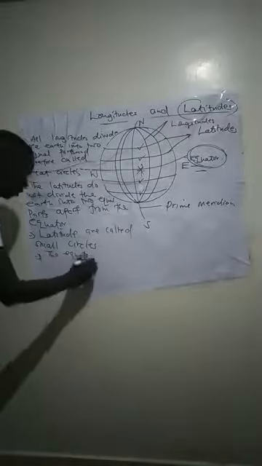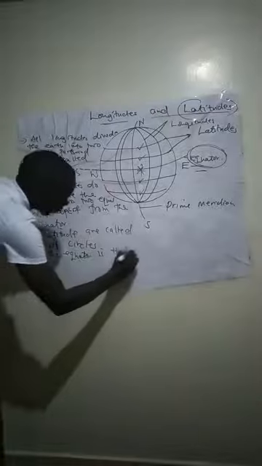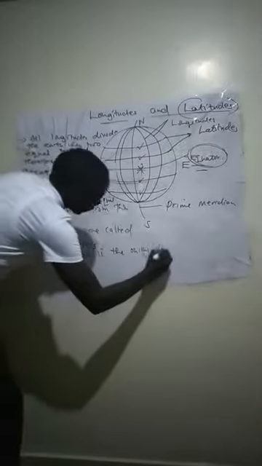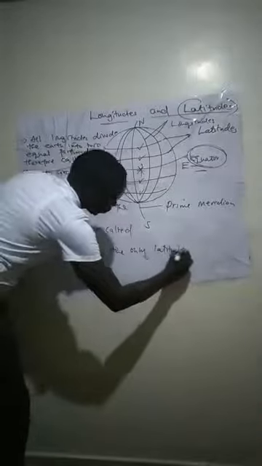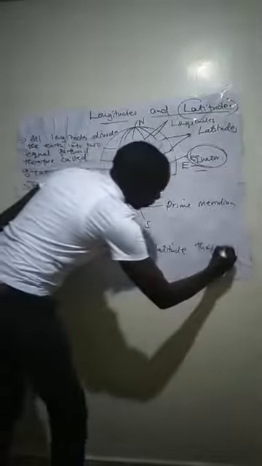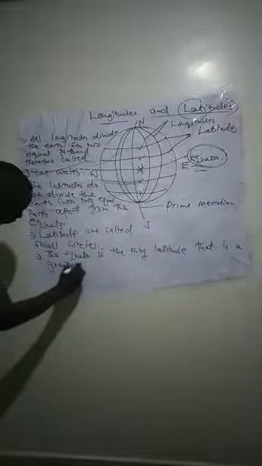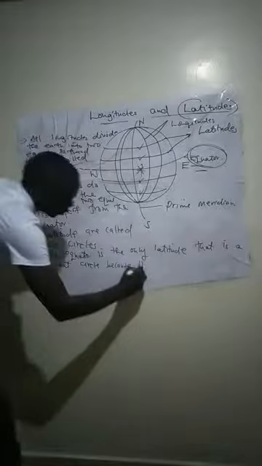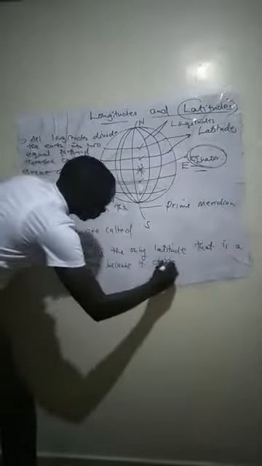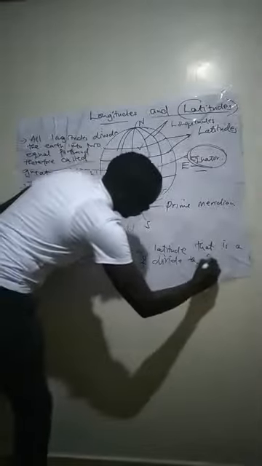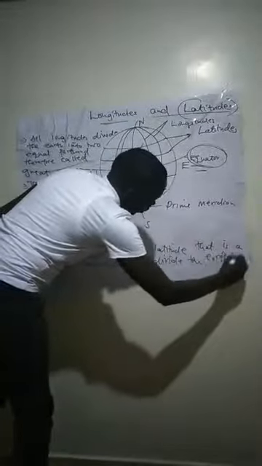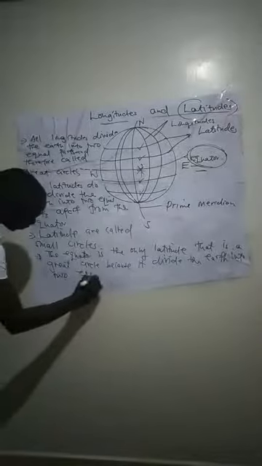The equator is the only latitude that is a great circle, because it divides the Earth into two equal parts.